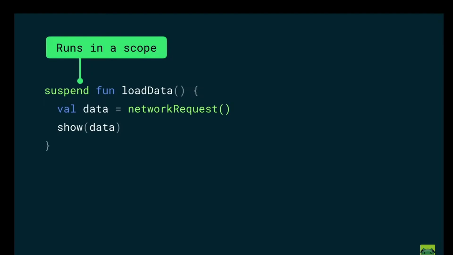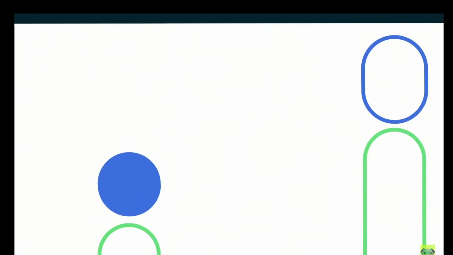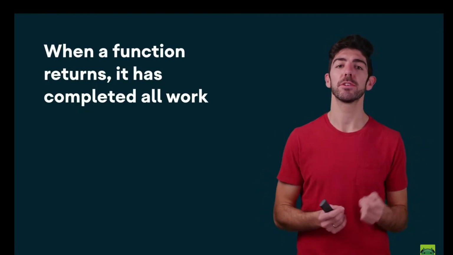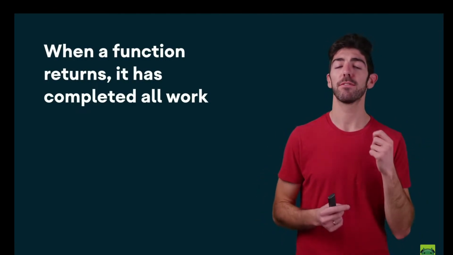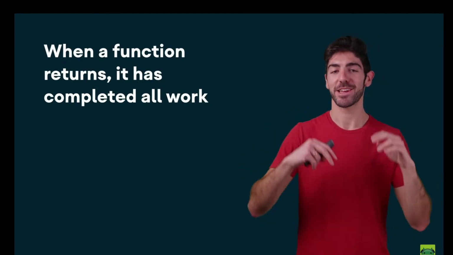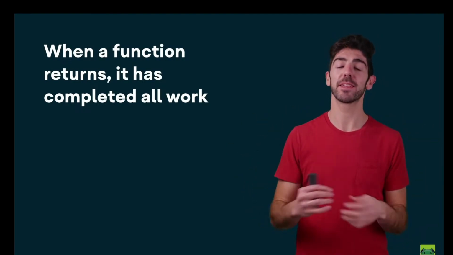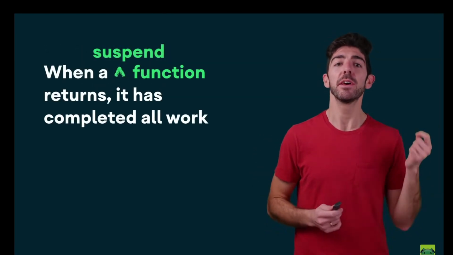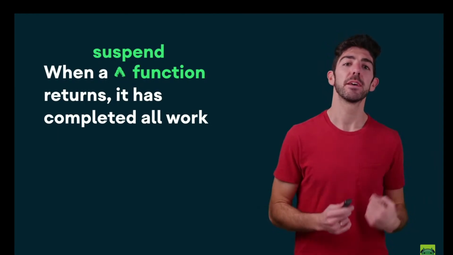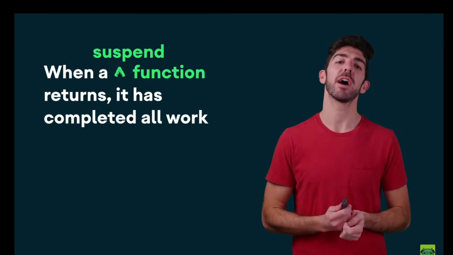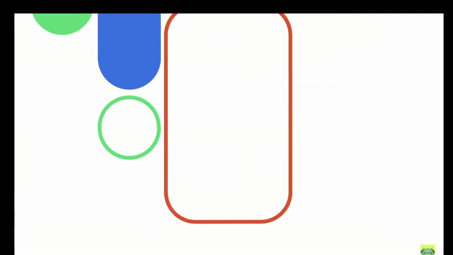If we take a step back and think about synchronous code again, we can see that when a function returns, it means that it has completed all work. So imagine the synchronous version of loadData. Even if it blocked the thread, it's okay, but it returned whenever it completed everything it had to do. With coroutines, it's kind of the same. When a suspend function returns, it means that it has completed all work. And this is a very nice contract to have in asynchronous operations.